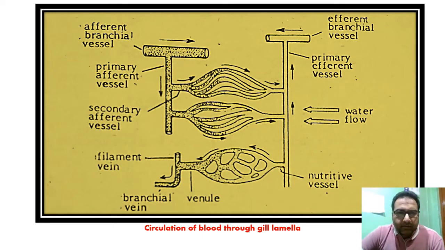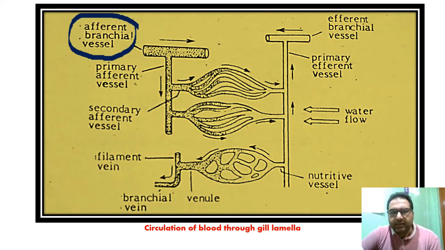First of all, we are concerned with the afferent branchial vessel. I am showing the oxygen deficient blood with blue and the oxygen rich blood with red. I am using blue to demarcate that this afferent branchial vessel is associated with oxygen poor blood. This afferent branchial vessel brings oxygen deficient blood to the gill, runs through the entire length of the gill arch, and gives off a number of primary afferent branches.